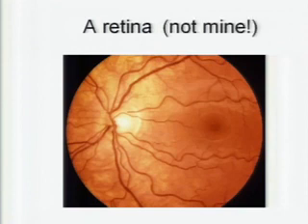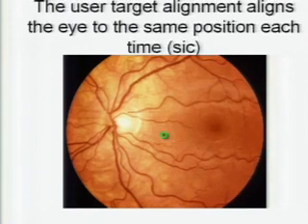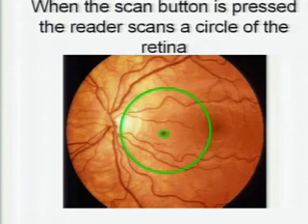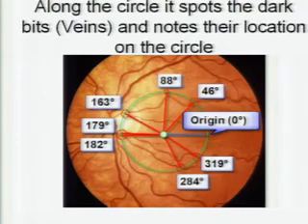So here's a retina. It is not mine. And here's the target as it looks lined up. And imagine this being projected onto the back of the retina. I hit the scan button, and the scanner, which actually a retina scanner has lots of little whizzy spinning mirrors, like proper old school tech, activates, and it literally looks at a circle around your eye. It scans that circle. And then it goes to process it. So basically, effectively, it straightens it out and deals with it like it's almost a barcode.